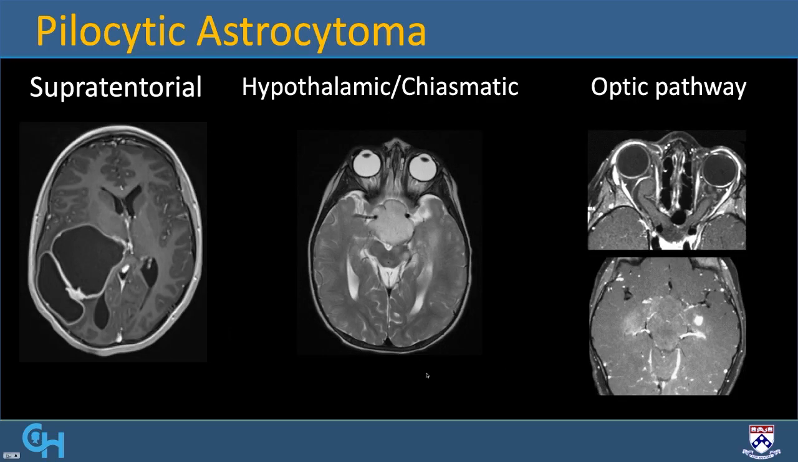Other locations of pilocytic astrocytoma, like I mentioned before, can occur supratentorially in the cerebral hemispheres. They could occur in the hypothalamic chiasmatic location, like we are seeing here in this case, or in cases with neurofibromatosis 1, it can involve the optic pathway. As you're seeing here, when it involves the optic pathway, some of them may not show any enhancement at all, and it's more solid appearing. And here you can see an example of an enhancing optic pathway glioma, which are all pilocytic astrocytomas by histology.